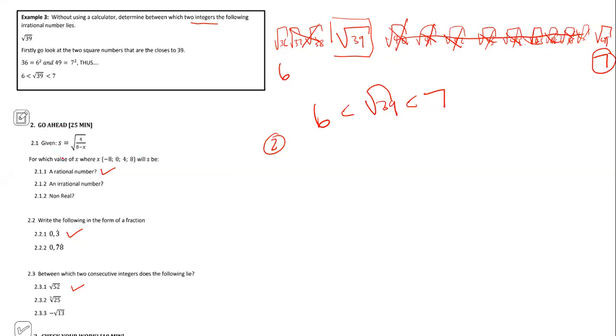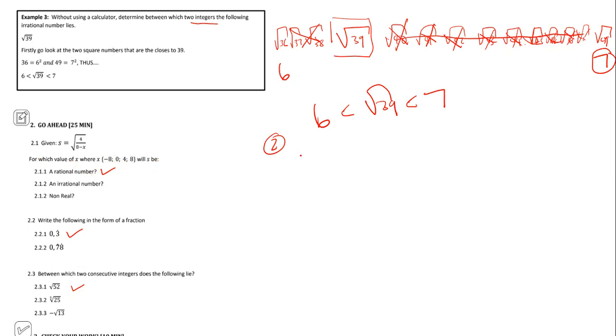Right, now we're gonna solve these questions. In question 2.1, we are given that S is equal to the square root of 4 over 8 minus X. Now the question says to us, for which value of X, where X is an element of the set {-8, 0, 4, 8}, will S be a rational number? Now, what is happening here is we need to use this set of values of X.